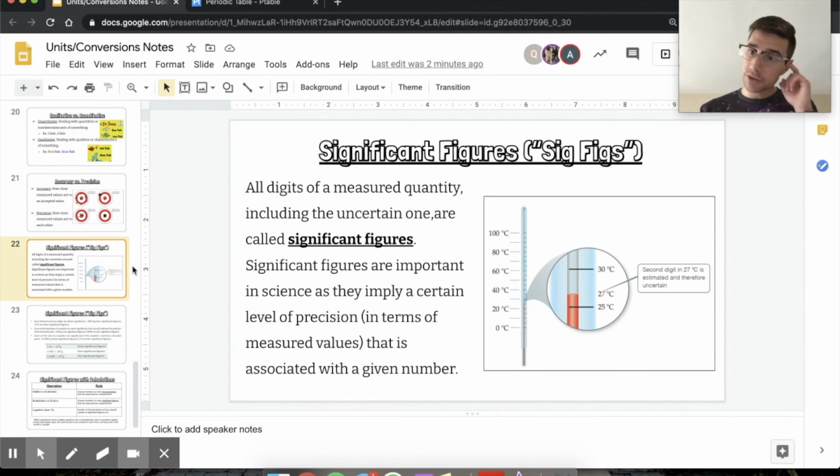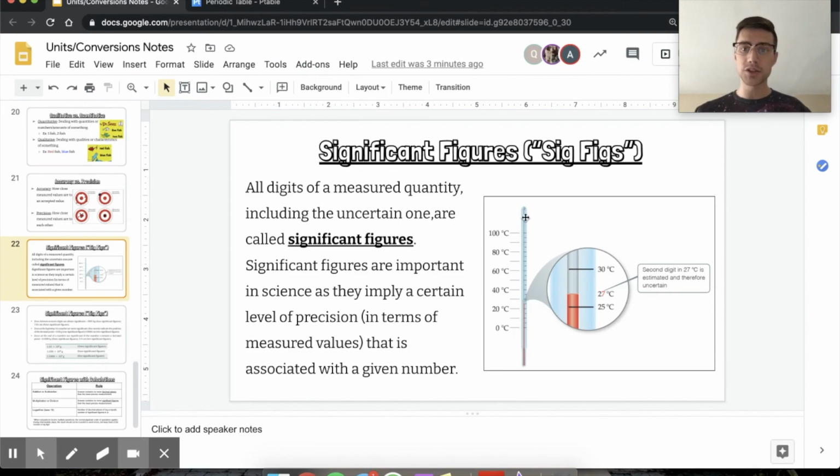All right, significant figures. Significant figures is kind of a complicated concept that trips people up a lot. But basically, all digits of a measured quantity, including the uncertain one, are called significant figures. Significant figures are important in science as they imply a certain level of precision, how close things are to each other in terms of measured values, that is associated with a given number.